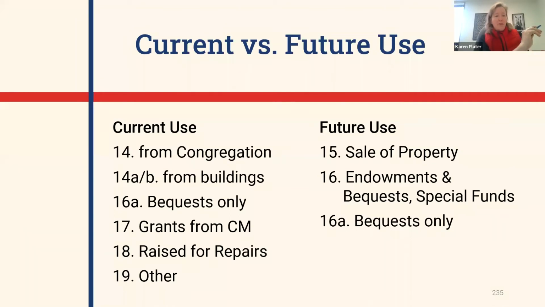So for example, 14A and B, 17, 18 and 19 all are exclusively talking about money for current use in the current year. 16A bequests is going to be interested in bequests that come in for the current year or for future years. It's just interested in the bequests that have come in for the church. And then when we're looking at lines 15, 16, we're going to look at ones that are monies for future use, for future years. And that's really important to keep that in mind.